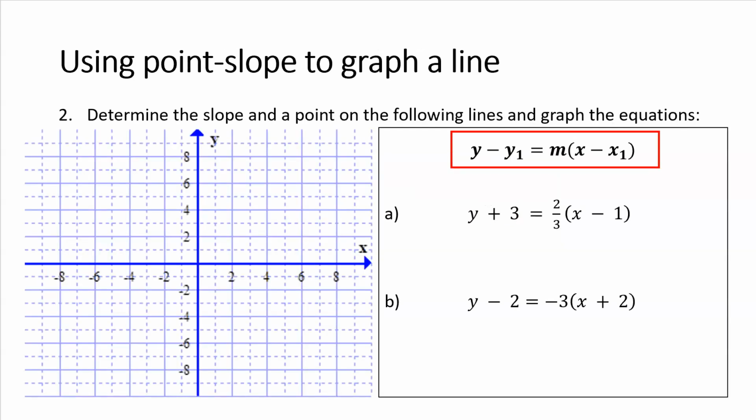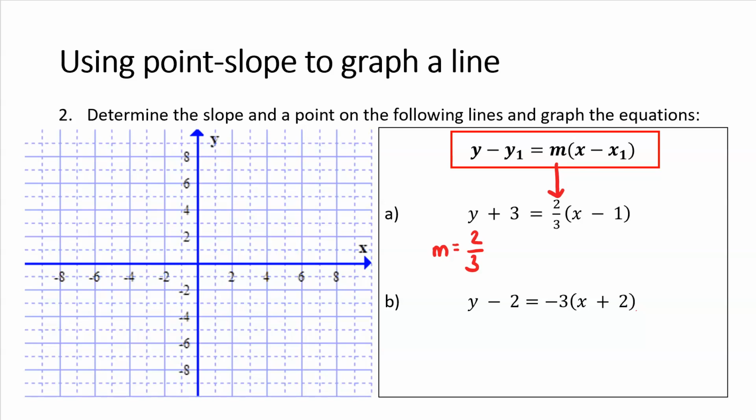Let's look at an example. In the box is the point slope form of the equation of a line, and we want to determine the slope and a point of the equations A and B, and then graph those equations. So let's start with slope. For equation A, you can see that your slope is the number that is next to the x minus x1 in brackets. So your slope in this case is 2 over 3. Slope has a rise of 2 versus a run of 3.